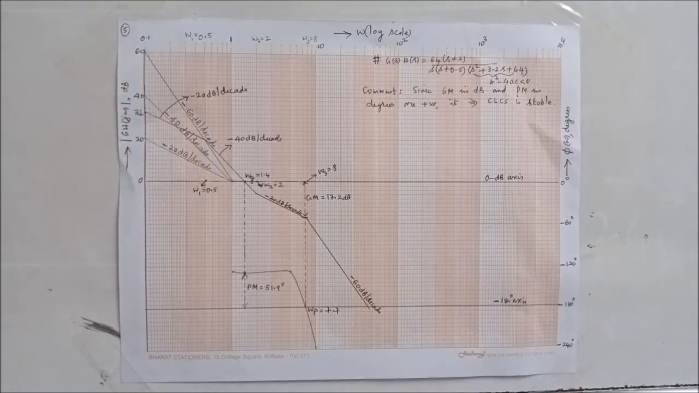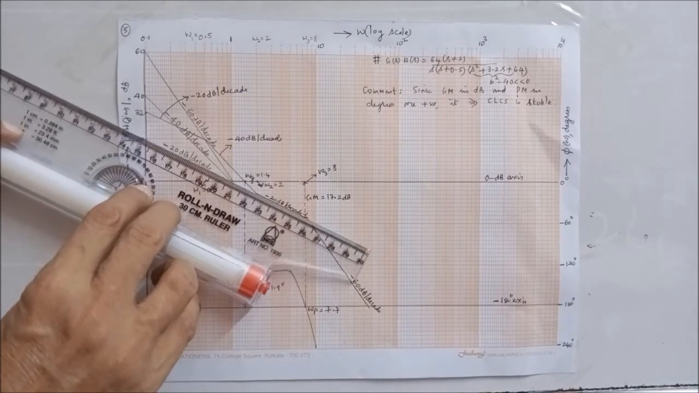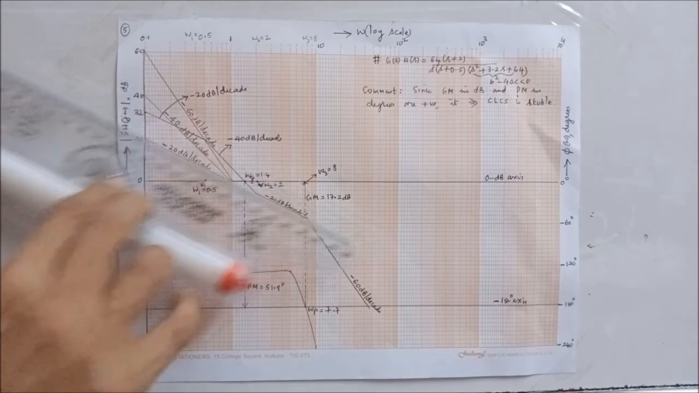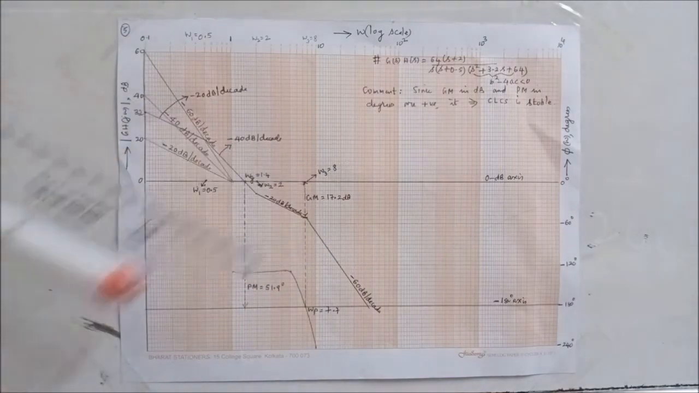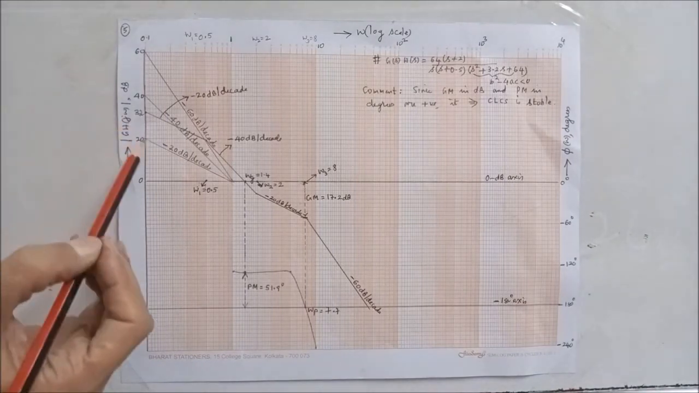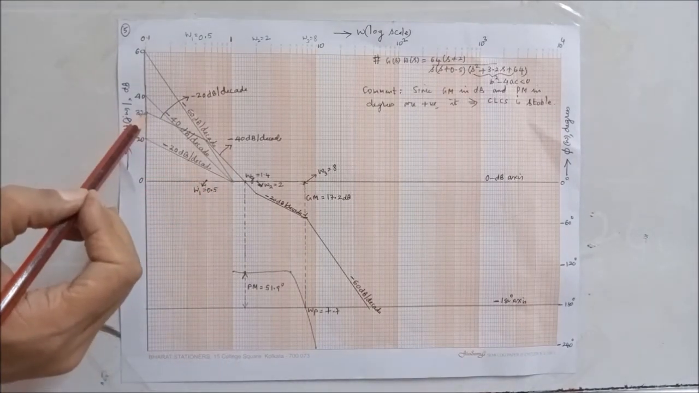Next we'll go to the table. When omega is 0.1, magnitude is 32 dB. So what I do is I take the roller scale, keep it on minus 20 dB per decade and slide it to 32 dB. That means using the roller scale, this line of minus 20 dB per decade is pushed to this point.